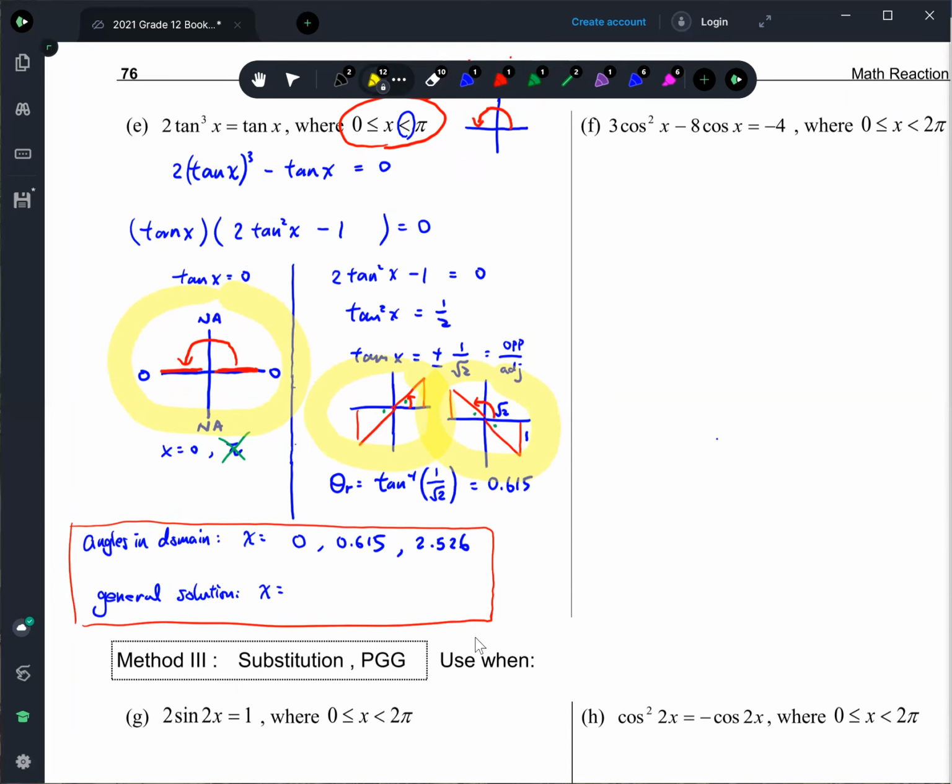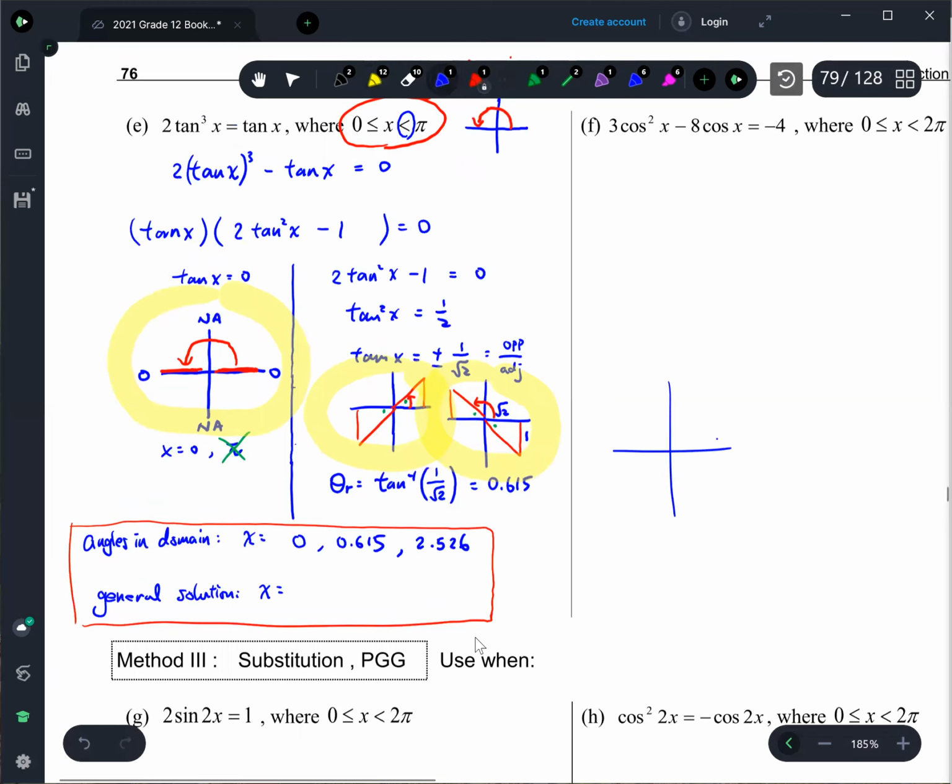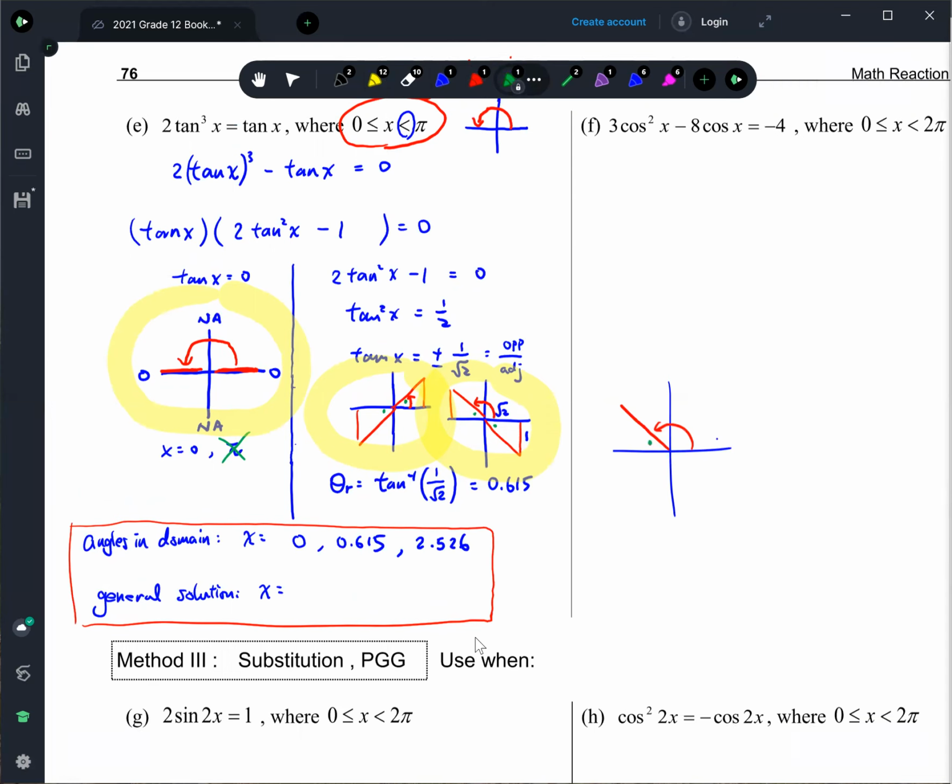Jason, how do you get 2.526? Okay, the 2.526 is for the angle that's in the second quadrant. Draw on the side. This one. Okay, the green dot is the reference angle. How big is the reference angle? Less than pi over 2? Yeah, but we found it, right? How big is the reference angle? 0.615. So how do we find the red part?